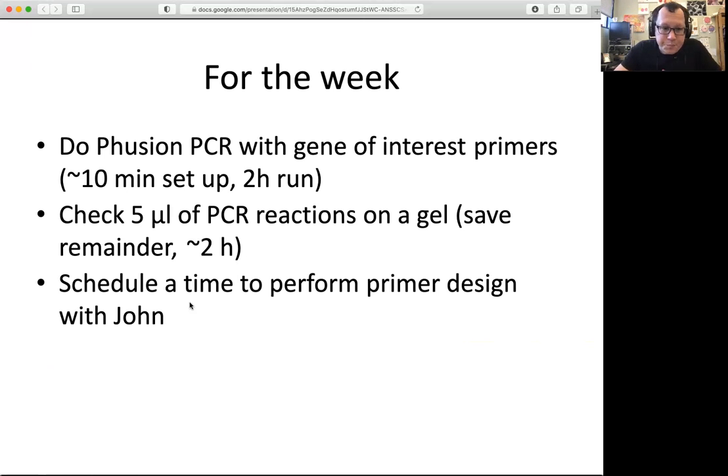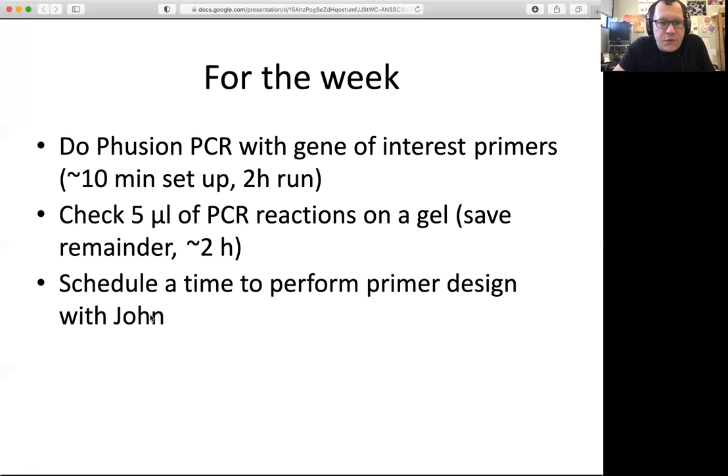And finally, you're going to schedule a time to come do some primer design with me. The protocols for primer design are up there. You don't have to write down the dissolving oligonucleotides protocol. We're not actually going to do that. That's a good protocol to have in your back pocket if you ever want to design your own primers and order them and clone your own genes.